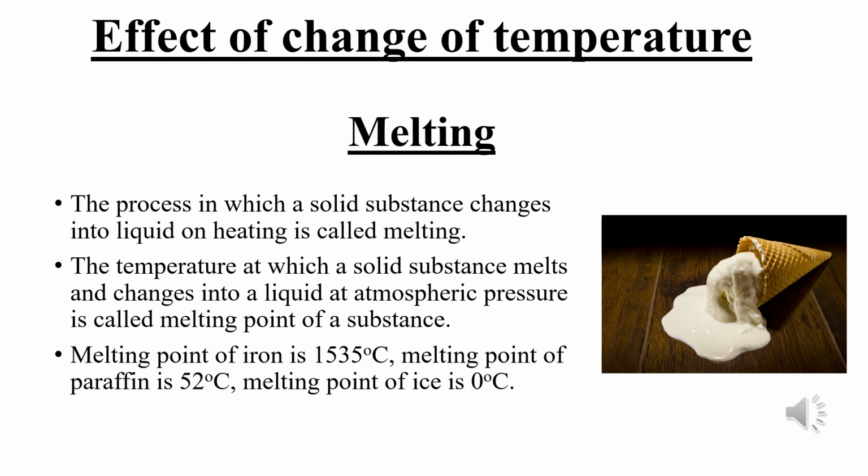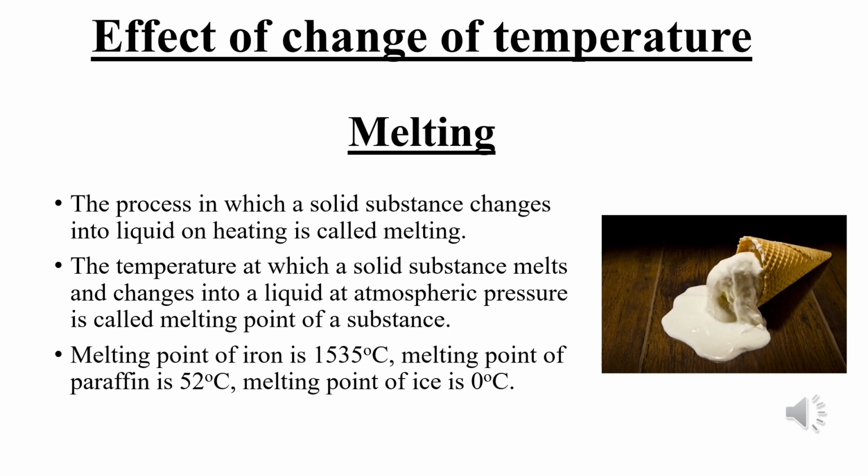The melting of a solid substance always takes place at a particular temperature. The temperature at which a solid substance melts and changes into liquid at atmospheric pressure is called the melting point of a substance. For example, ice melts at 0 degrees Celsius to form liquid water. So what is the melting point of ice? Melting point of ice is 0 degrees Celsius. That means at 0 degrees Celsius only ice is changing its state from solid to liquid.